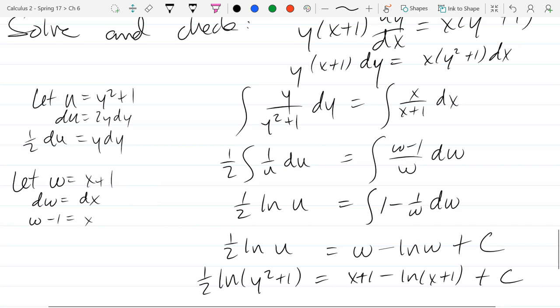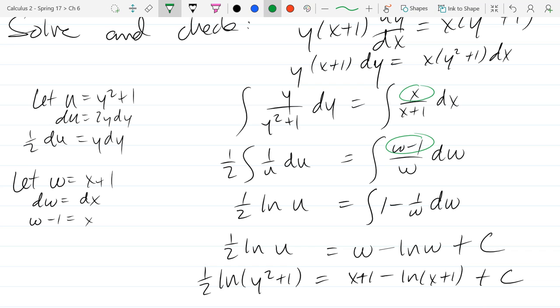One of the tricky parts that you maybe didn't see at first was how to go from X into W's or U's. So you just solve for X and then make that substitution. And then you do the algebra, split that to W over W minus 1 over W. And then you can integrate both of those two. So any calc questions or algebra questions on here?